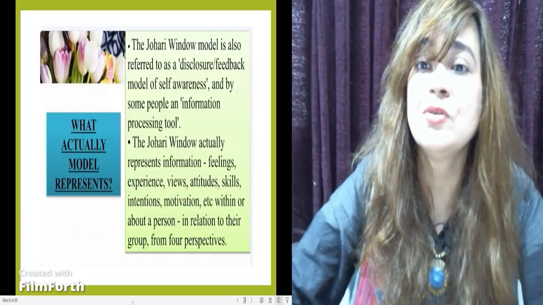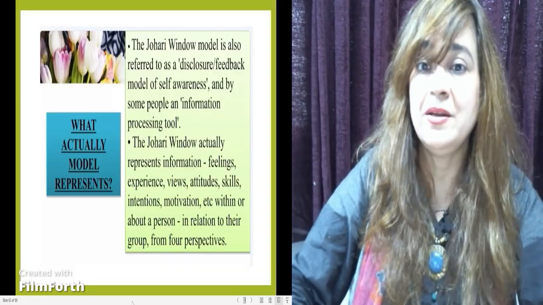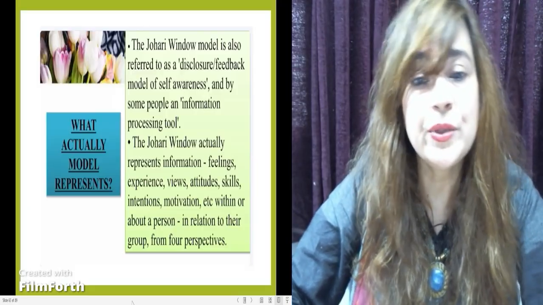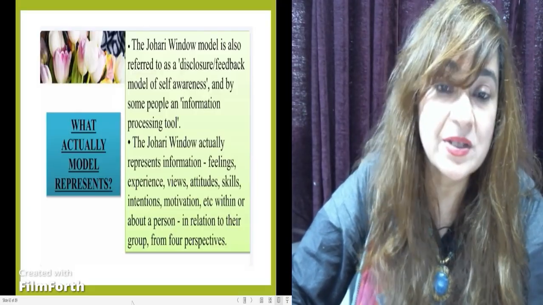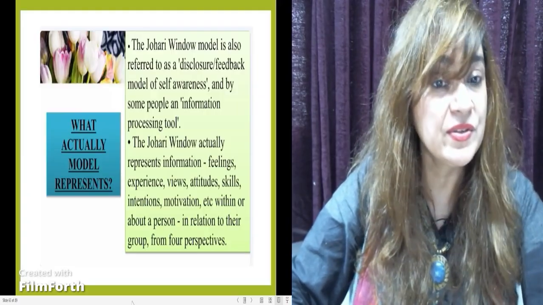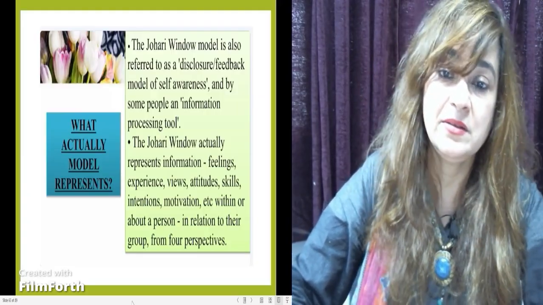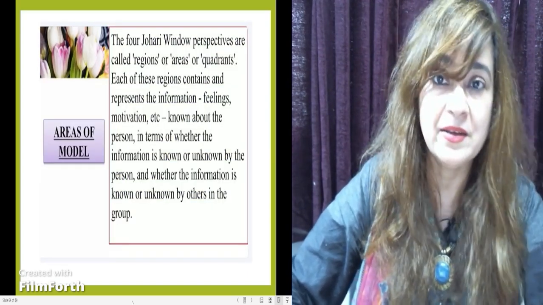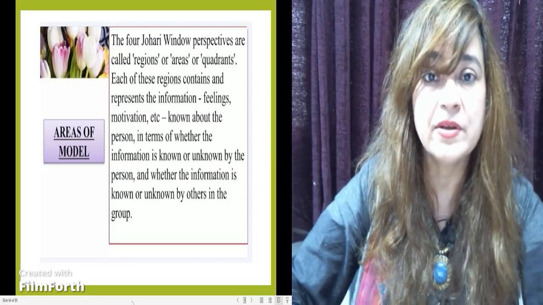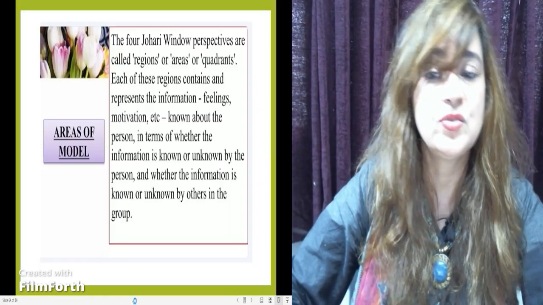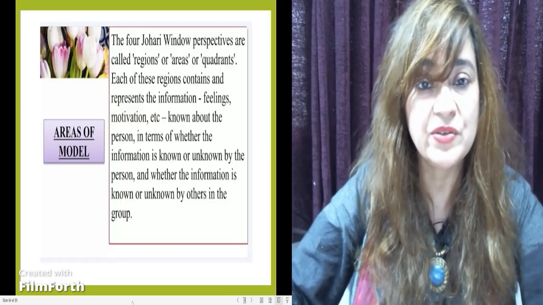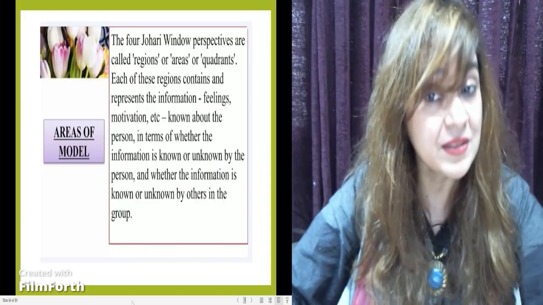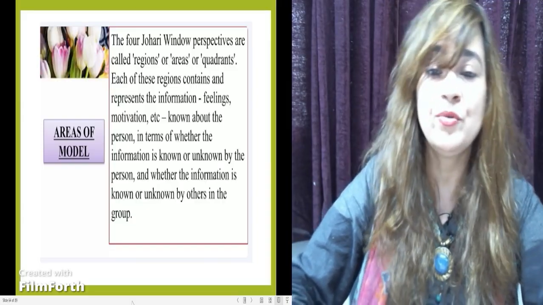It's a disclosure window, a feedback window, a self-awareness window. There are window panes that we are going to see here. It has to do with all our feelings, our experiences, our attitudes, our skills, the intentions and motivations that we have in our lives. There are 4 perspectives we are talking about here: 4 quadrants, 4 areas or regions. These regions have to do with our feelings, experiences, motivations, attributes, attitudes, how much we know about ourselves, how much others know about us, and how we can improve our relation with others.